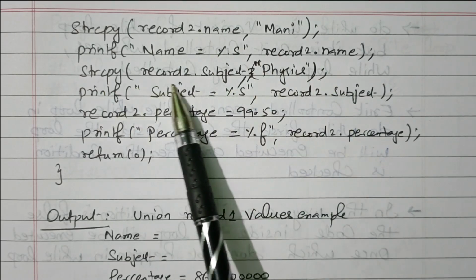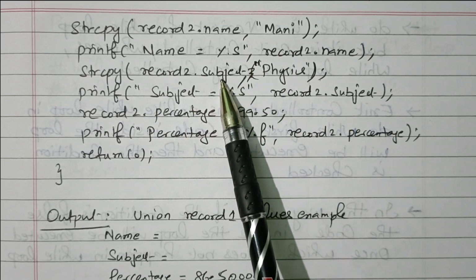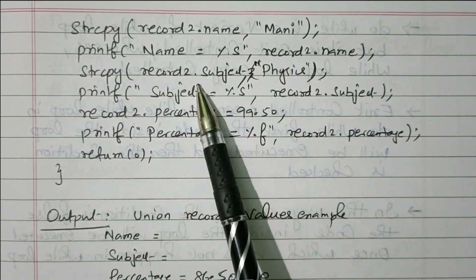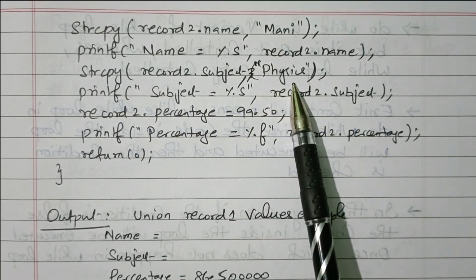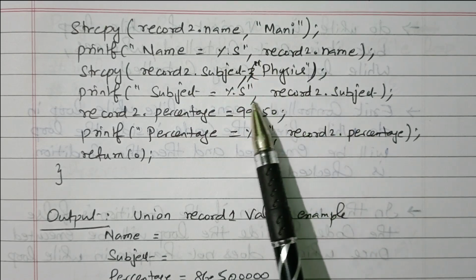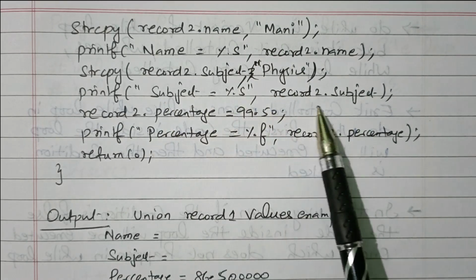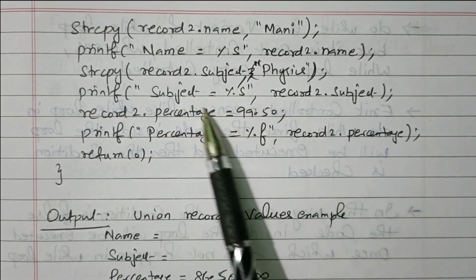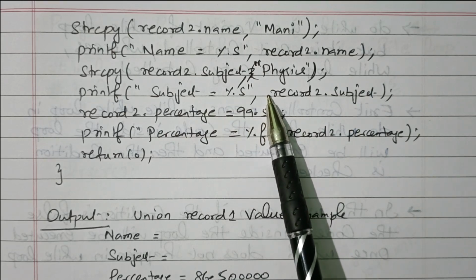Now string copy record 2 dot subject physics. Now we are going to store the physics in the subject in the same memory location. Now the Money will be overwritten, physics will be stored in the memory location. But Money we already printed, so no problem. So here also we are going to print the subject detail. Subject percentage s record 2 dot subject. Now subject equal to physics will be printed. Now physics is available in the memory location.